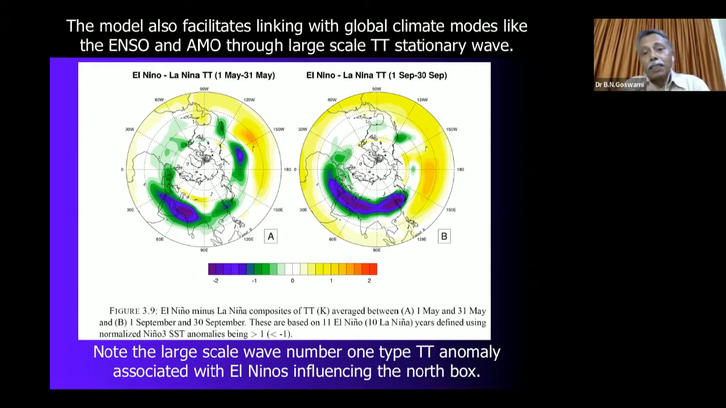Even if you take the month of September, after the onset, it has the same kind of anomaly sitting over there. So that means El Nino produces a persistent, slowly varying, large scale tropospheric temperature anomaly in the northern part of India and southern US. And this therefore affects our north-south temperature gradient. That temperature gradient can affect our onset and withdrawal, and thereby affect the length of the rainy season.